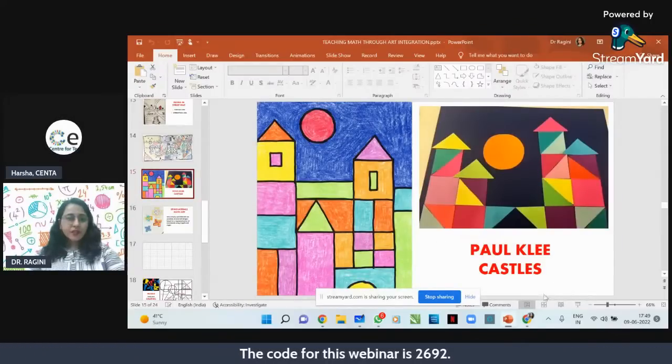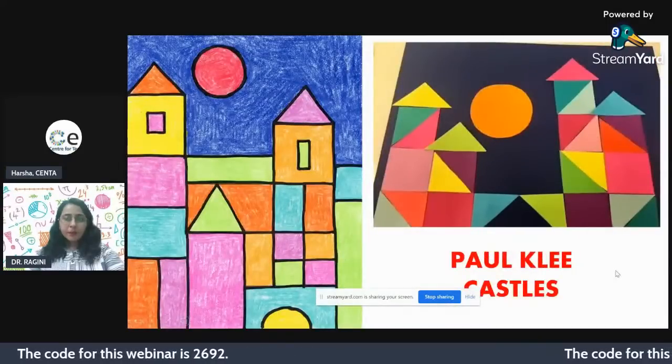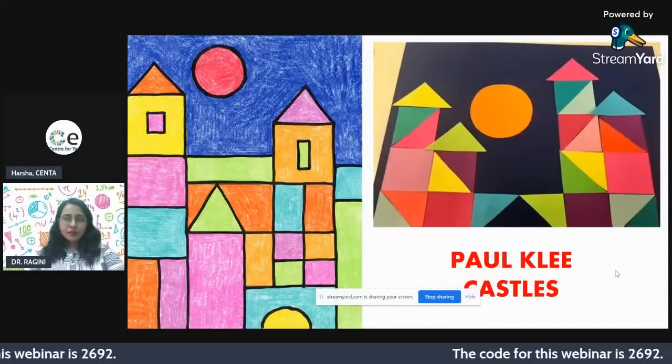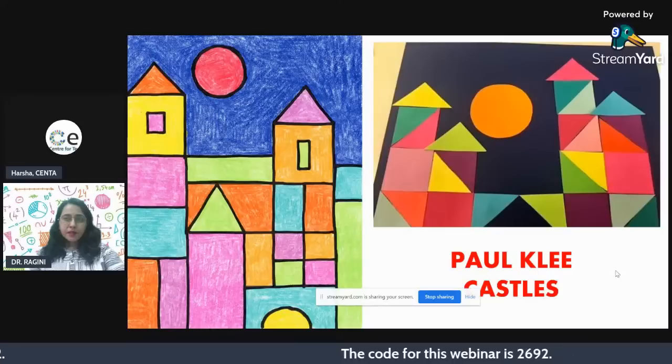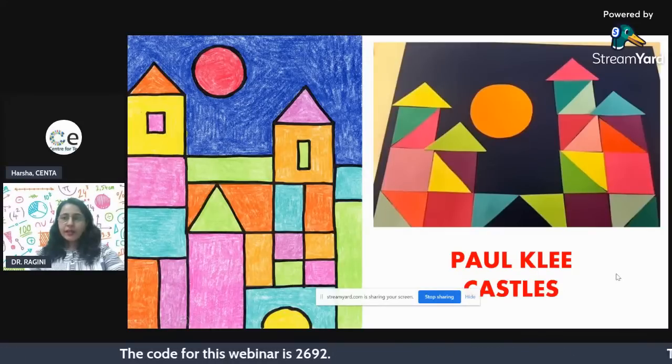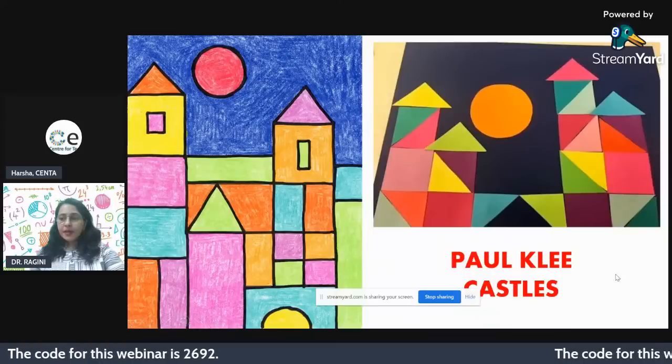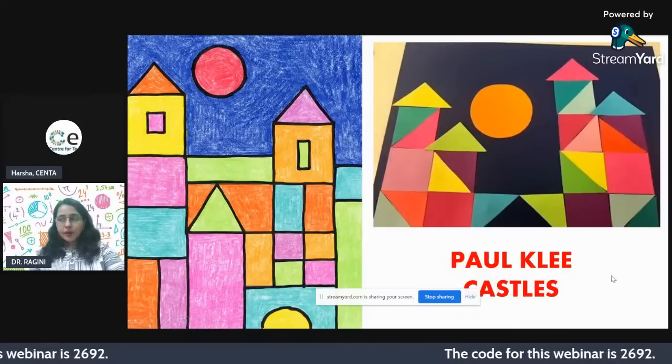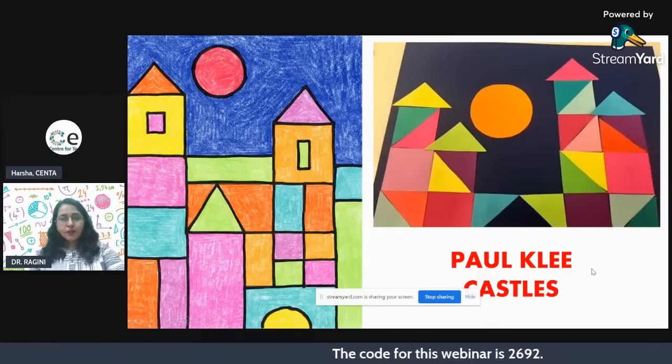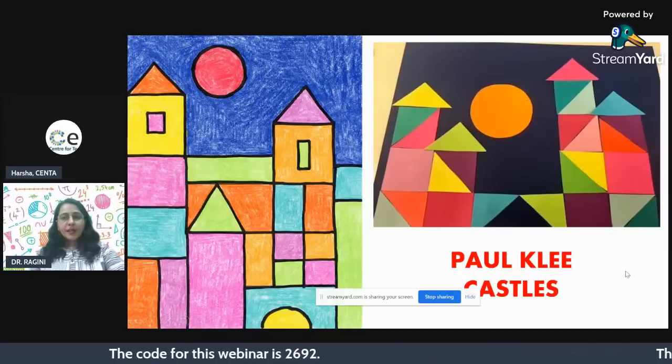Primary classes, these were the activities which were quite good. Simple, giving them pieces of colorful papers with different shapes. And as I've shown you, the Paul Klee castles. So it is not only castles. You can make anything with them. It could be castles, it could be a robot, it could be any different shapes.